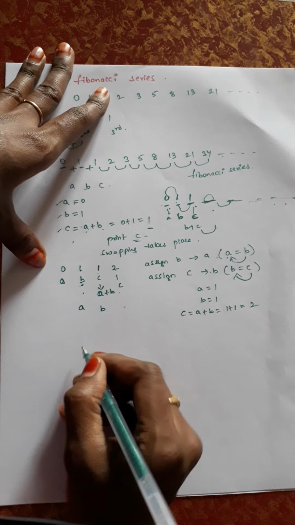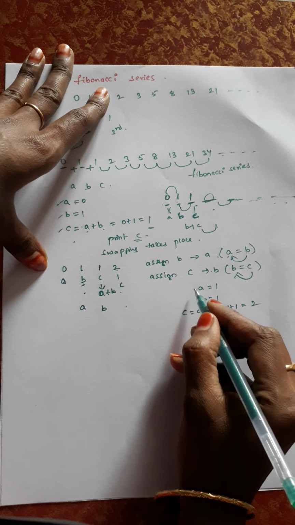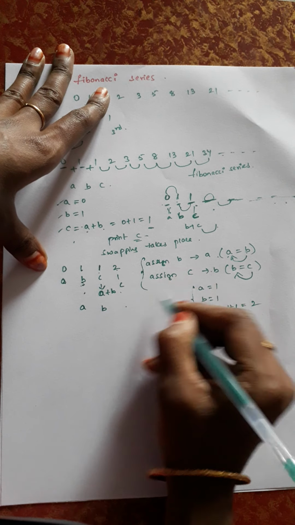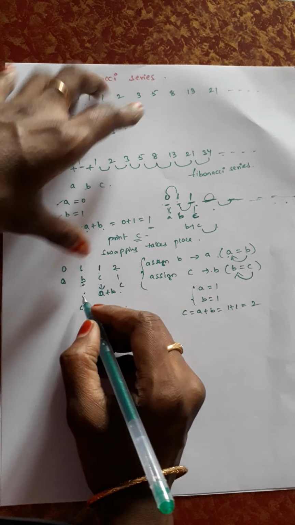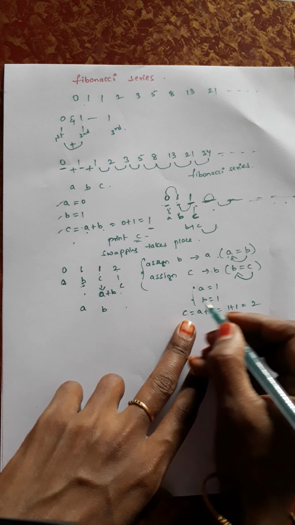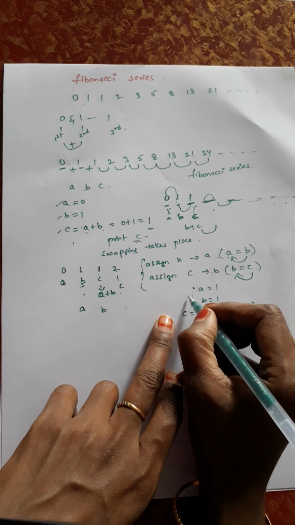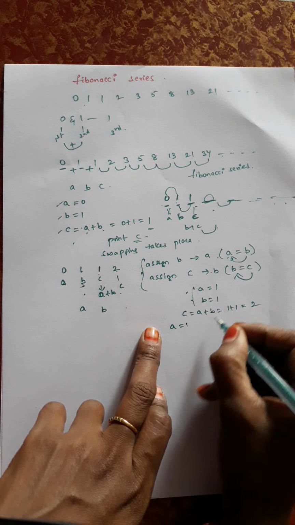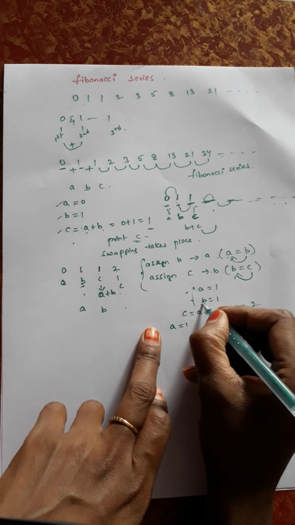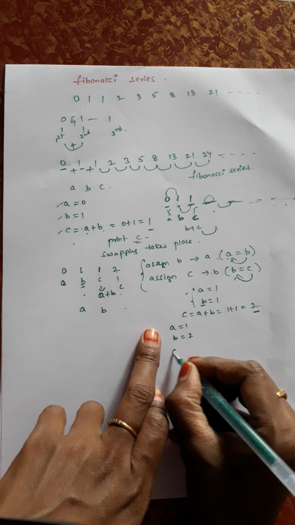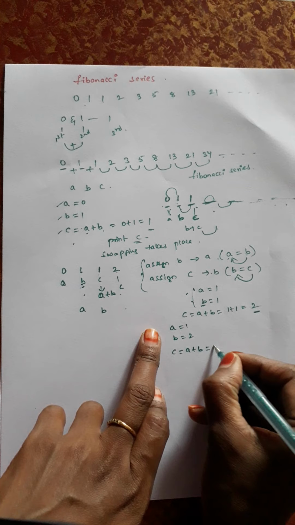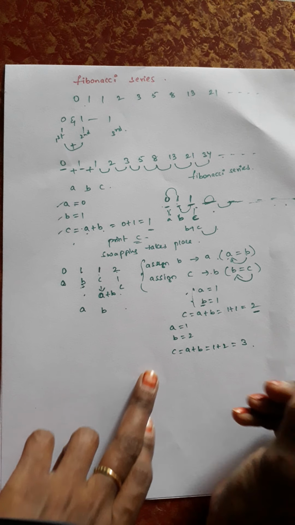This is the C. Now again the same. Repeat these two steps again. Okay. Now what is the B value? 1. Assign it to the A. A value 1. What is the C value? 2. Assign it to the B. B equals 2. What is C? A plus B. What is A plus B? 1 plus 2. That is 3.